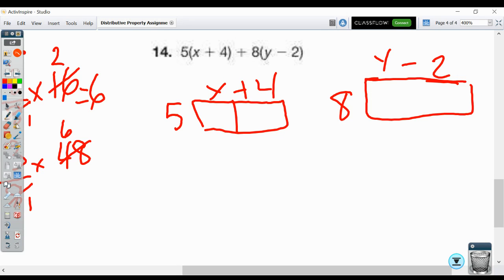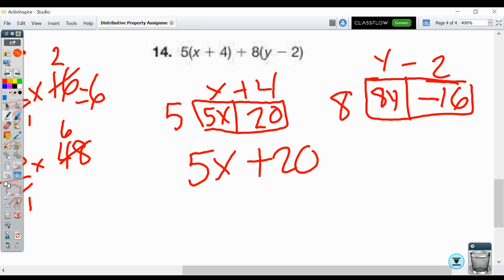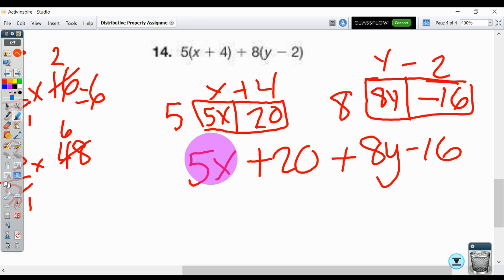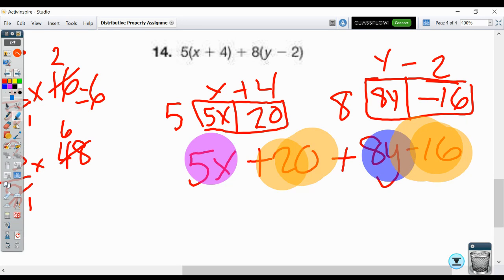All right. So if I did 5 times x, I'd get 5x. If I did 5 times 4, I get 20. If I did 8 times y, I would get 8y. And if I did 8 times minus 2, I'd get minus 16. Here I end up with 5x plus 20 plus 8y minus 16. So if I then look, I can highlight my x's together. There's no more x's. I'm going to highlight my y's. There's a y. And then I'm going to highlight my constants. There's my constants. And so if I add these together, I've got 5x and 8y. And then 20 minus 16 is 4.